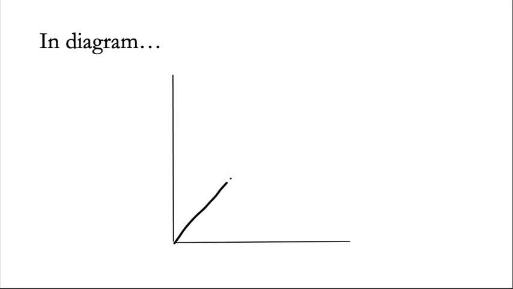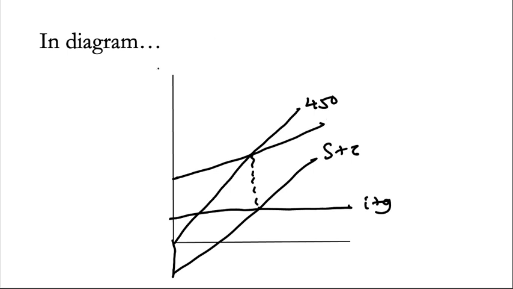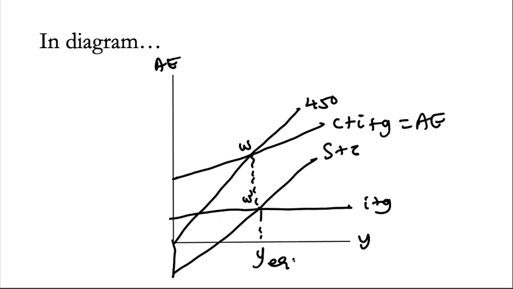So I have a 45-degree line here. I have I plus G here. And if I extend this vertical line further, then we can have S plus tau here. And then we can have our expenditure here. Here we have aggregate expenditure, here we have Y. Here we have C plus I plus G equals AE. Alright, so W here, W prime here, and then we have Y equilibrium.